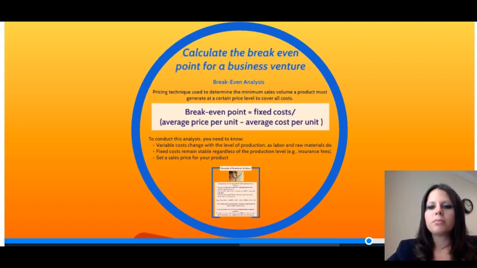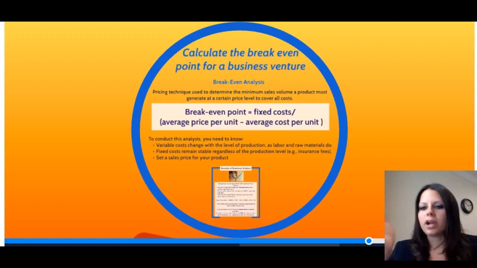So there's 3 different factors you need to know in order to do a break even. You need to know variable costs. These are the costs that change with the level of production, things like labor and raw materials. A good way to think of variable costs, these are things that change with the number of sales. For example, if you own a restaurant, the amount of costs you have in French fries being sold will vary based on whether you have 1 customer or 100.